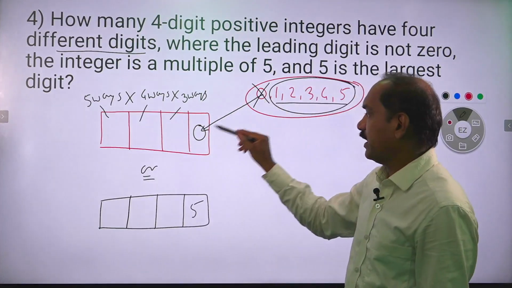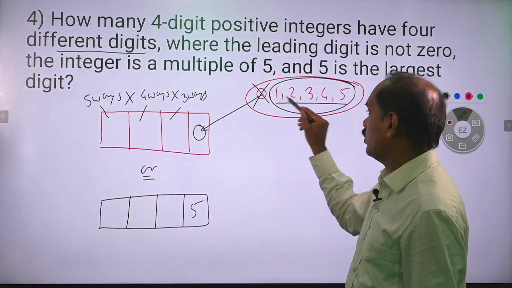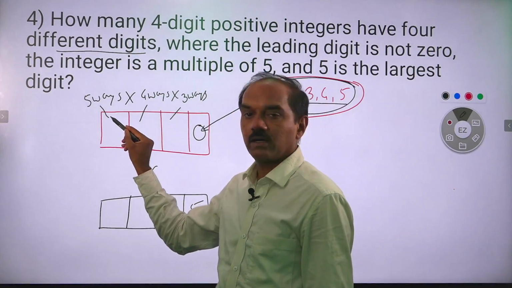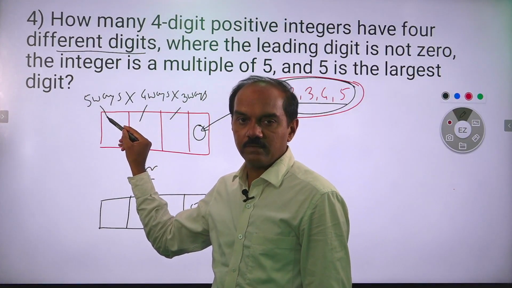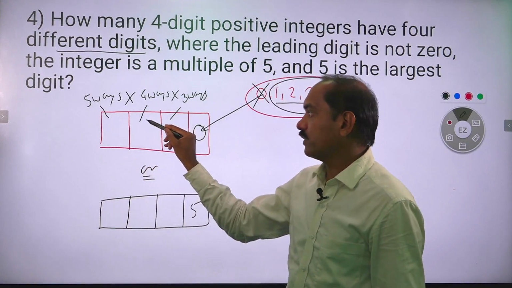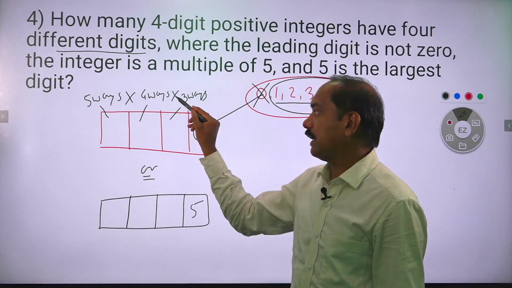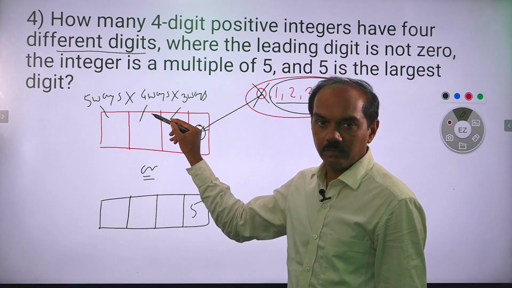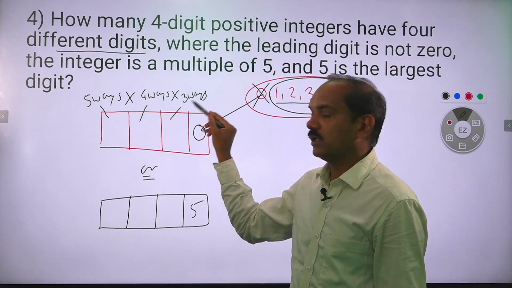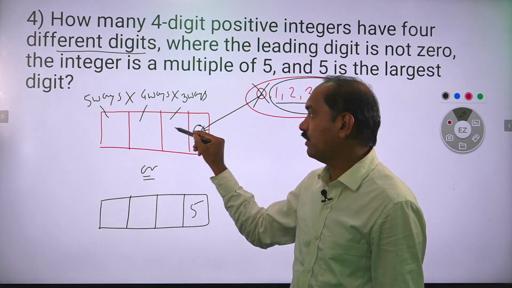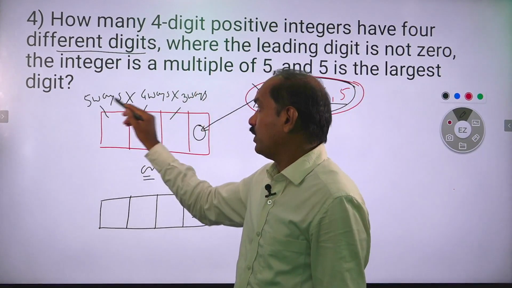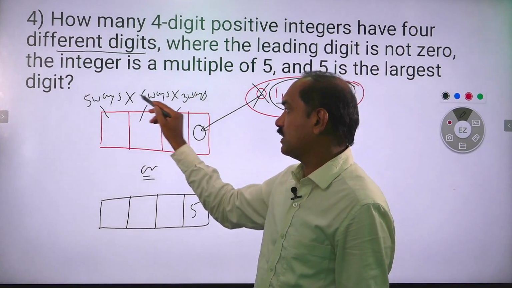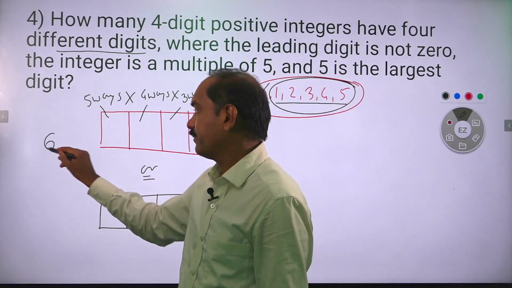So 0 is made fixed here. 1, 2, 3, 4, 5. Out of these 5, any of the 5 can come here. After filling up this box with either of these 5, you will be left with only 4 digits, and any of the 4 can come here. After writing any of the digits here, you will be left with only 3 digits, and we can fill up this box with any of the 3 remaining digits. 5 into 4 into 3, 5 4s are 20, 3s are 60.